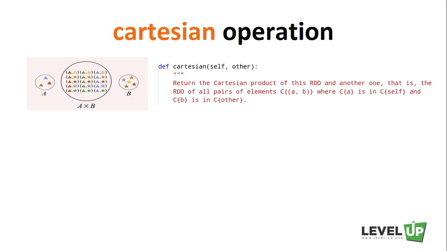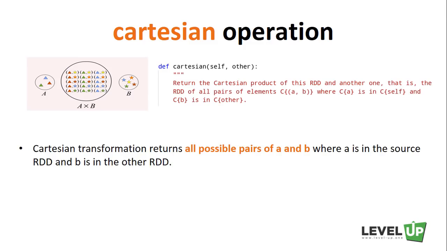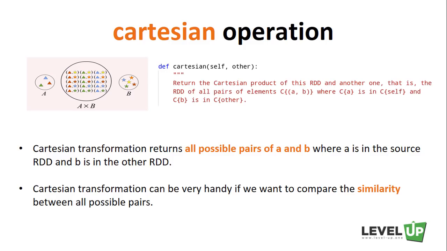The last operation we want to talk about is Cartesian. The Cartesian transformation returns all possible pairs of A and B, where A is in the source RDD and B is in the other RDD. The Cartesian product can be very handy if you want to compare the similarity between all possible pairs. For example, we can compute every user's rating in each movie. We could also take the Cartesian product of an RDD with itself, which would be useful if we would like to analyze things like product similarity.